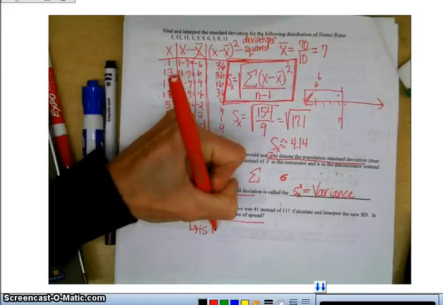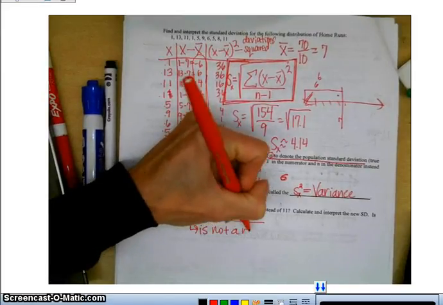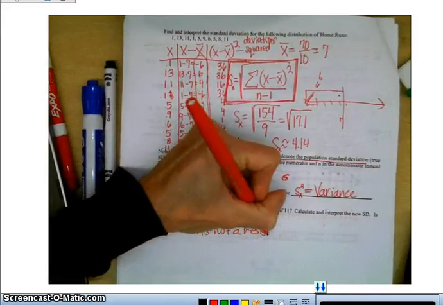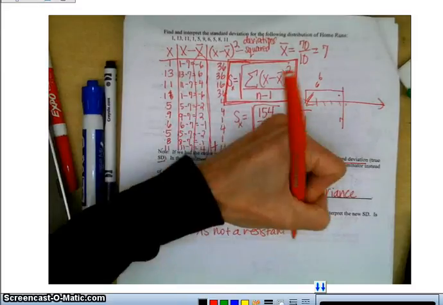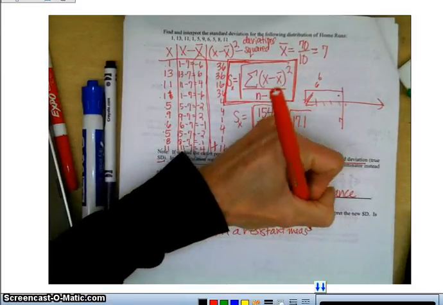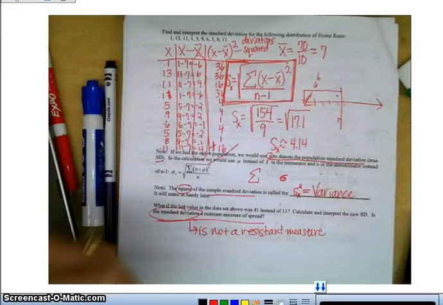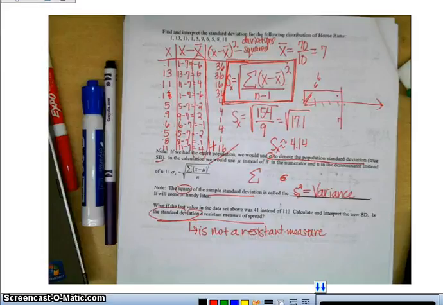Standard deviation is not a resistant measure. A resistant measure means not affected by outliers.